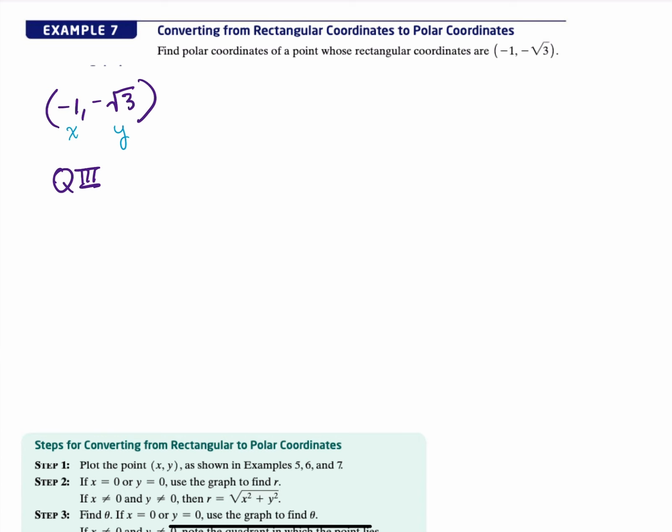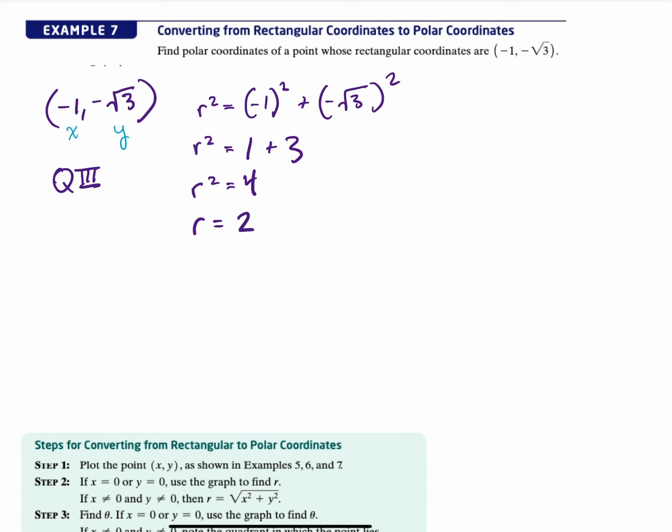So let's find r. R squared is x squared plus y squared. So negative 1 squared is positive 1, negative root 3 squared will be positive 3. So r squared equals 4. And then take the square root of both sides, r will be equal to 2.